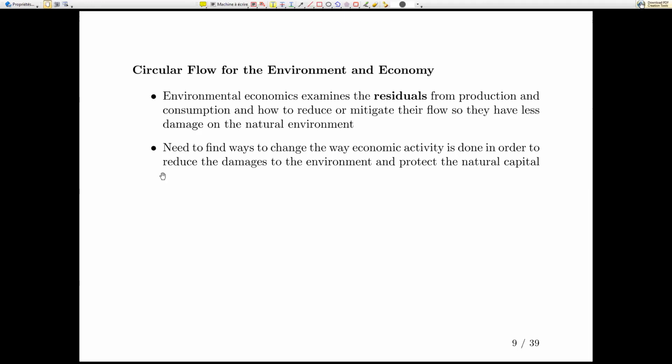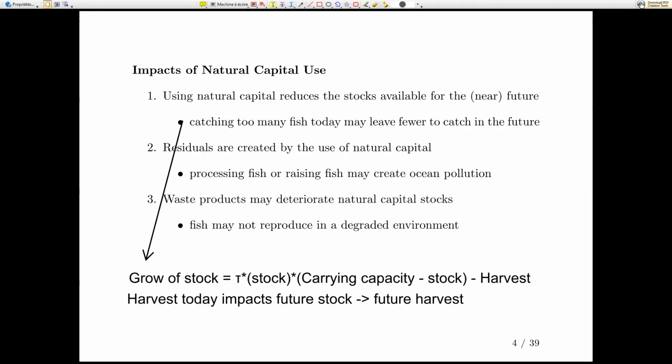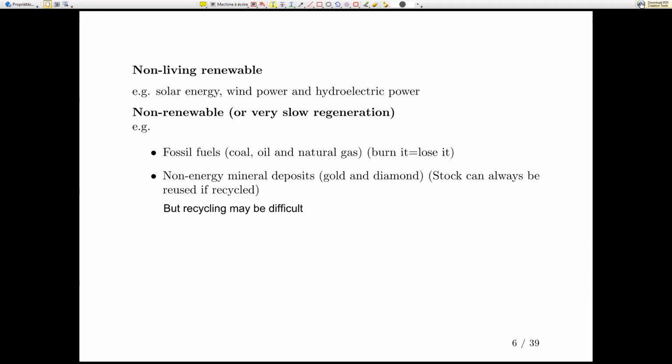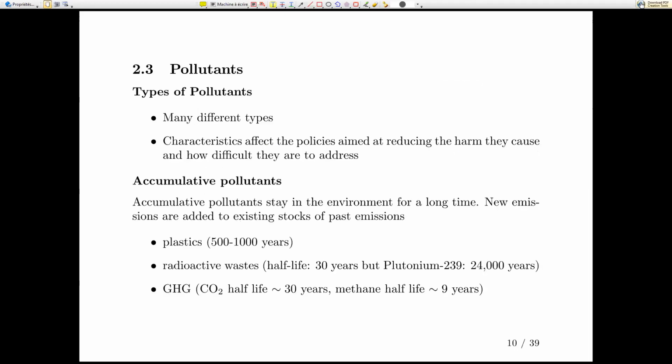All right, so now we dig deeper into the type of pollutants that we can have. So this was just talking about resources up to now. Now pollutants. Again, I want to be as precise as possible so that we can talk about things in a pertinent manner.